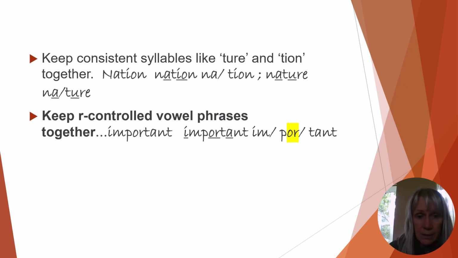So we have "important," and we break "important" down by first of all underlining the vowel graphemes that we are seeing. We're seeing the I, so we underline that. We are seeing the OR as a unit, so we underline that. And we are seeing the A as a vowel grapheme, and we underline that. So we've underlined 3 vowel graphemes. That means there are 3 vowel sounds. That means there are 3 syllables in "important." And as you can see, I highlighted the OR just so you know that we keep our vowel-controlled vowel phrases together.